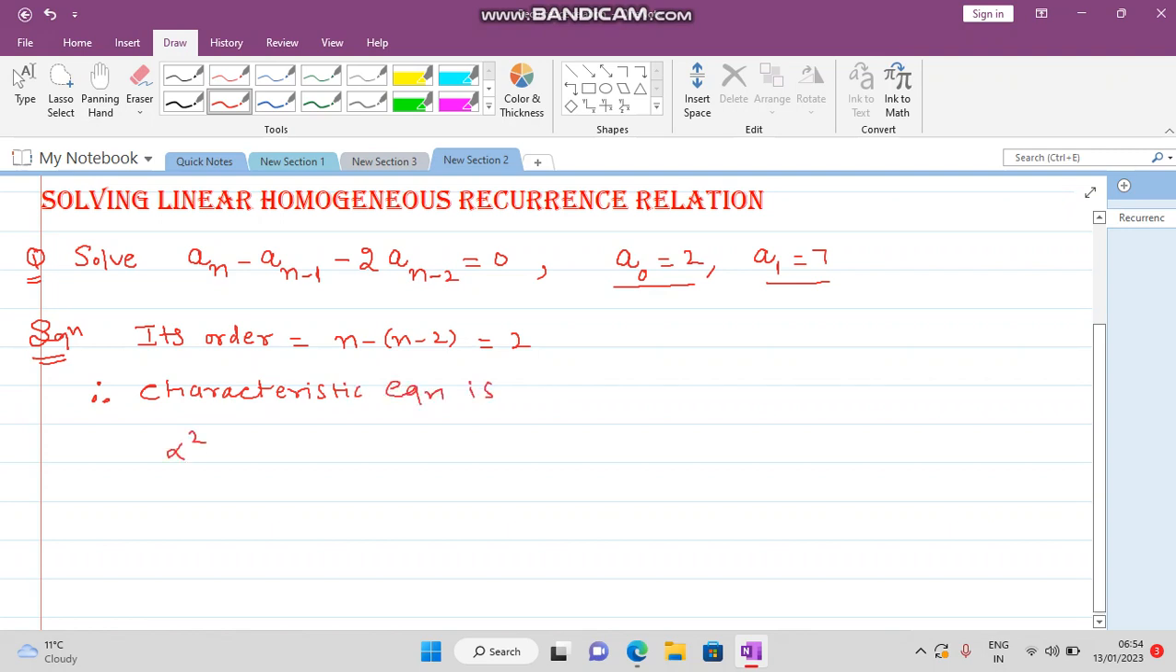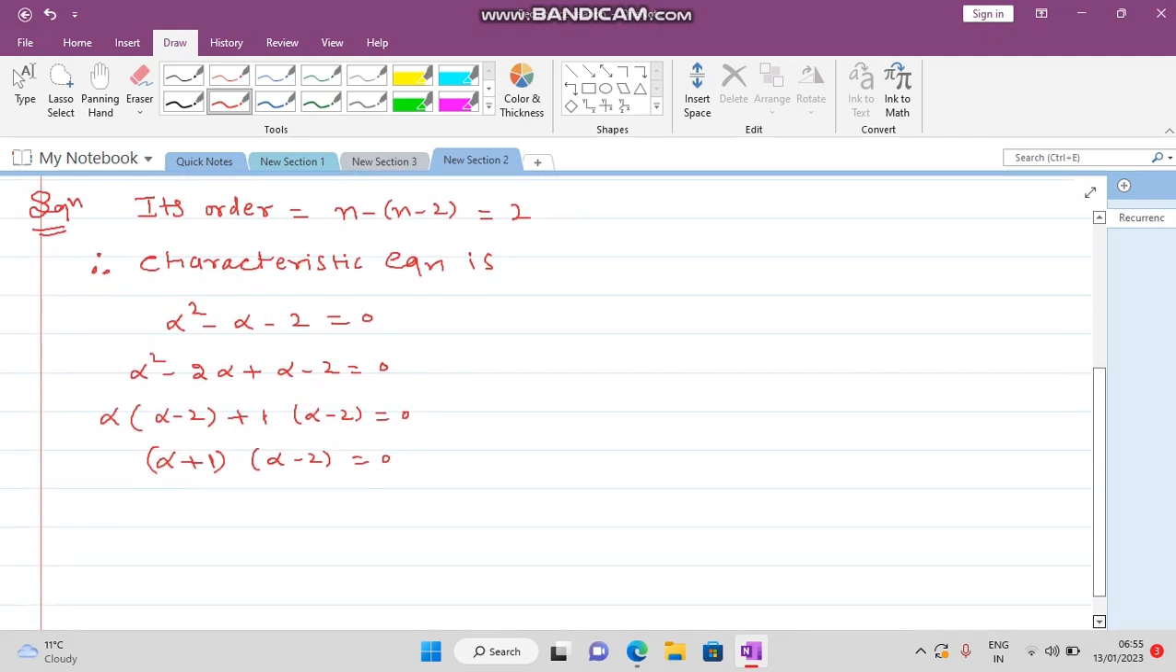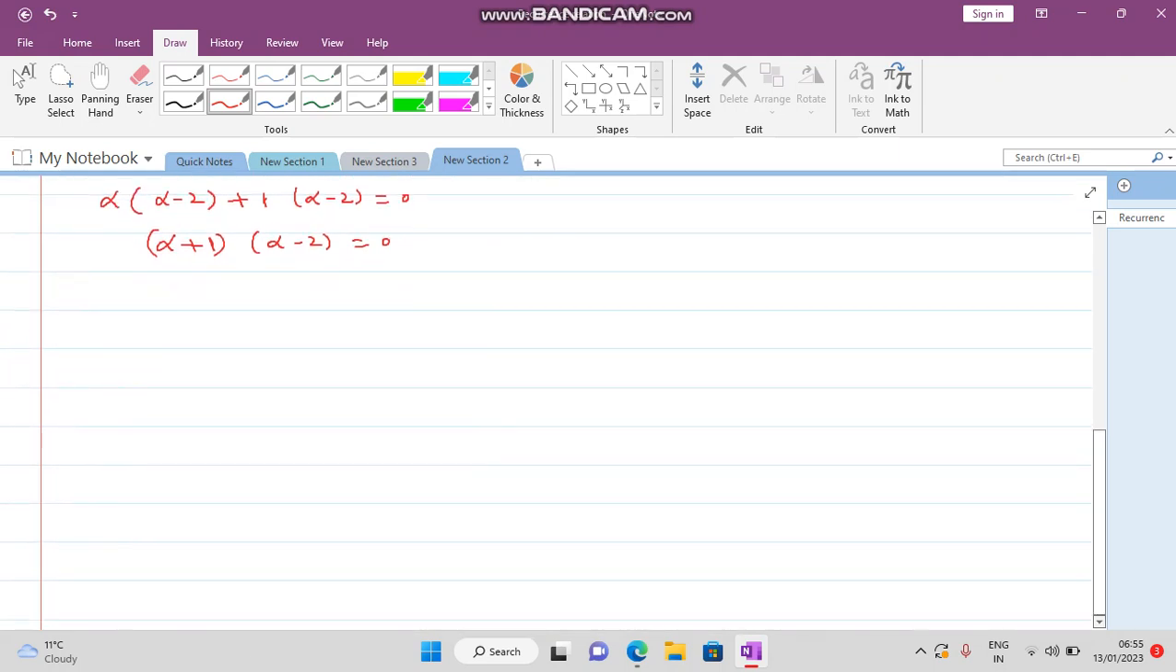alpha square minus alpha minus 2 equal to 0. So now factorize it: alpha square minus 2 alpha plus alpha minus 2 equal to 0. Now take alpha common, alpha into alpha minus 2, take 1 common, alpha minus 2 equal to 0. Alpha plus 1 and alpha minus 2 equal to 0. Okay. So what are the roots in this case? The roots are alpha equal to minus 1 and 2.